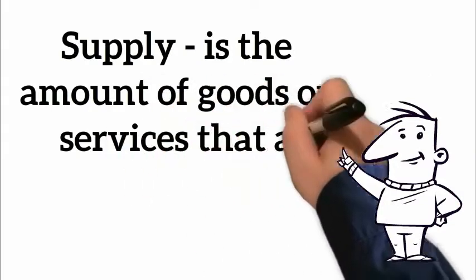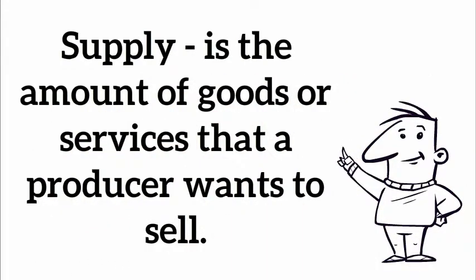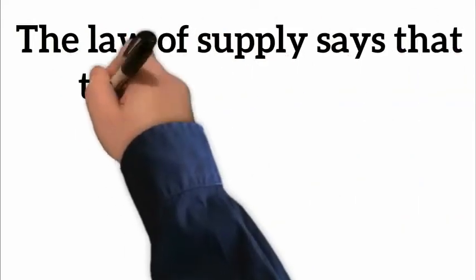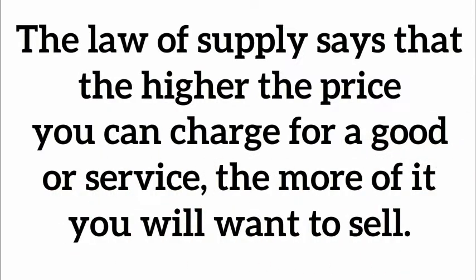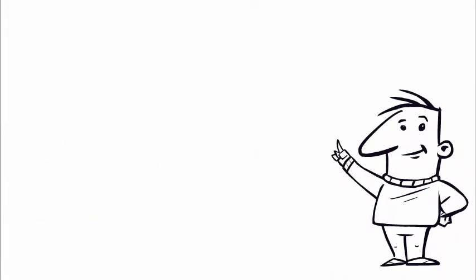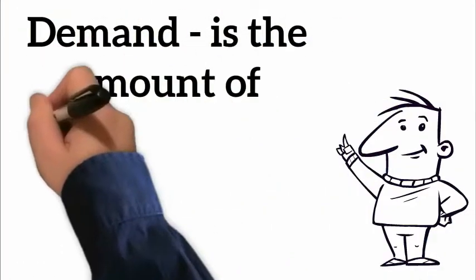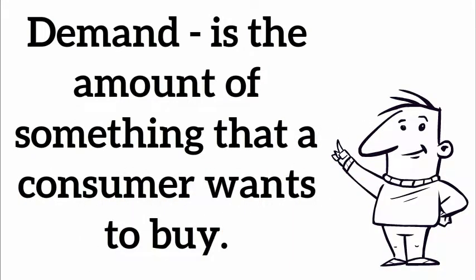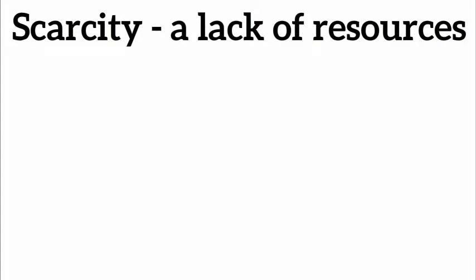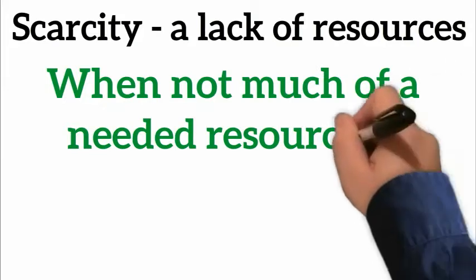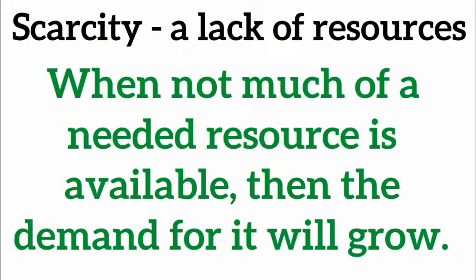Supply is the amount of goods or services that a producer wants to sell. The law of supply says that the higher the price you can charge for a good or service, the more of it you will want to sell. Demand is the amount of something that a consumer wants to buy. Scarcity, a lack of resources. When not much of a needed resource is available, then the demand for it will grow.